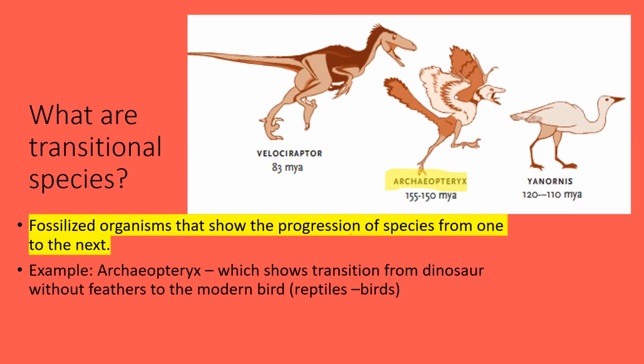Next thing we need to talk about is a transitional species. Transitional species is kind of a big word. Here is our definition for it highlighted in yellow. These are fossilized organisms that show the progression of species from one to the next.